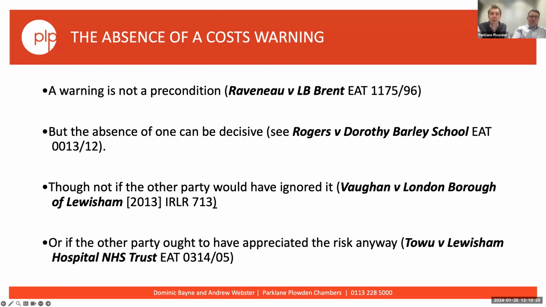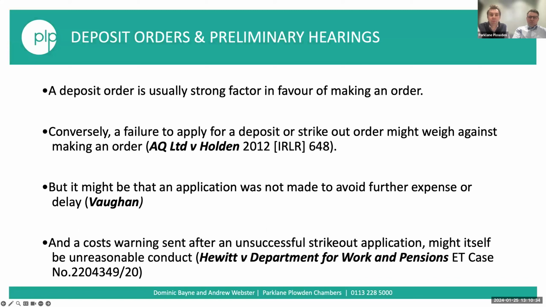By extension, of course, if the other party is legally represented, then the lack of a cost warning is much less likely to be a relevant factor, or at least a significant factor in the exercise of the discretion. And I've touched on deposit orders already, but one of their advantages is not just that they fulfil a gateway criteria. They are, in effect, the equivalent of a cost warning from the tribunal. So they usually carry a great deal of weight, often decisive weight, in favour of making an order.